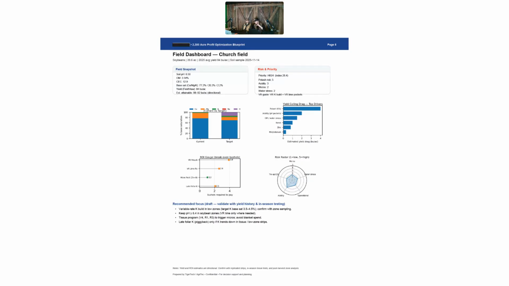And so if you're like, man, I want one of these, I want something like this for my farm, this looks super cool. It is super cool. I love it.